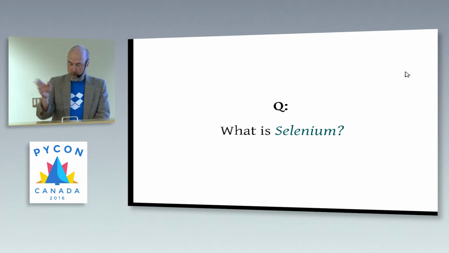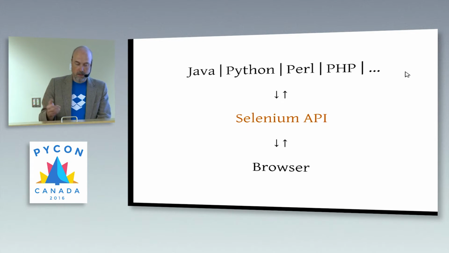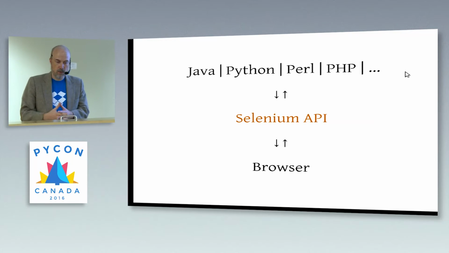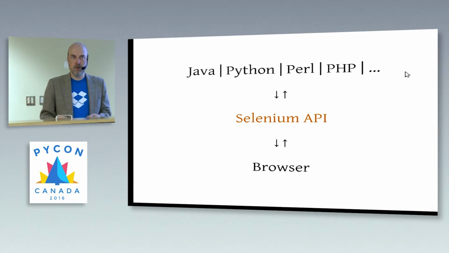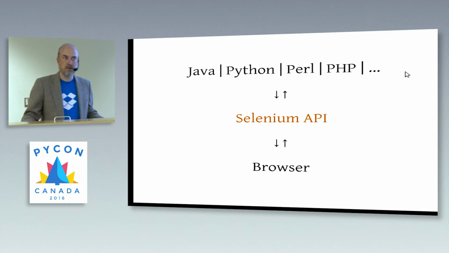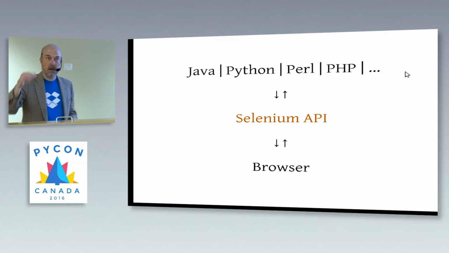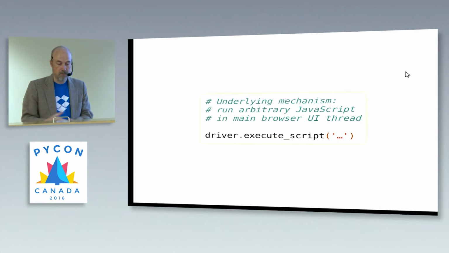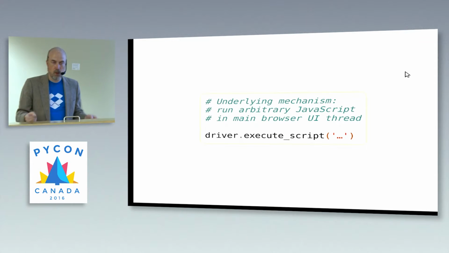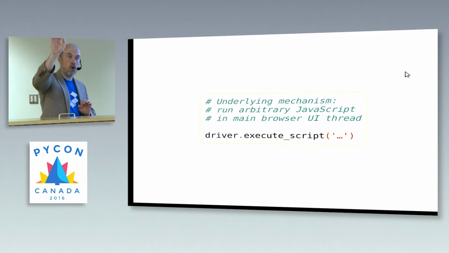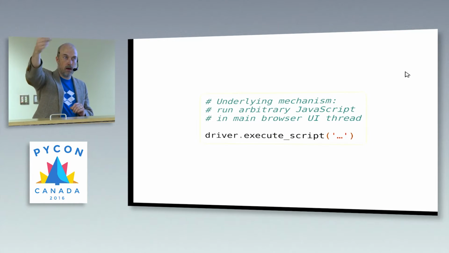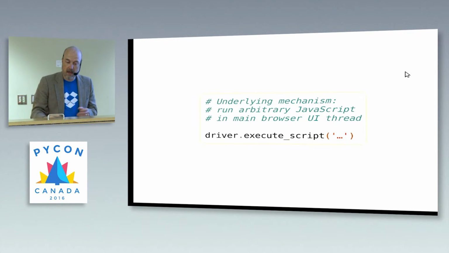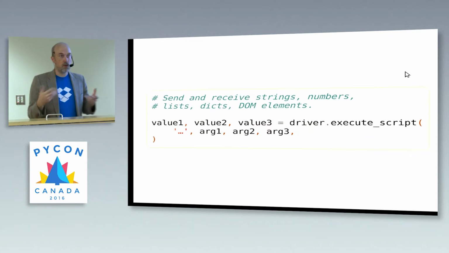But as background, for those of you who haven't used it, what is Selenium? It is an API, a library. It's been written for several different languages and hides the differences between the remote control protocols of several different browsers. You get to write a script once and have it run against Firefox and Chrome both. The underlying mechanism is rather simple. You can give it some JavaScript. It will run it in the main UI-blocking JavaScript loop in control of the web page, and you will possibly, if you want, be returned a result.